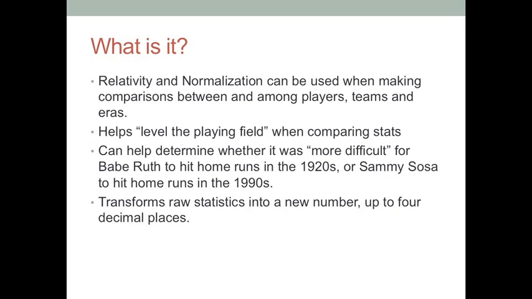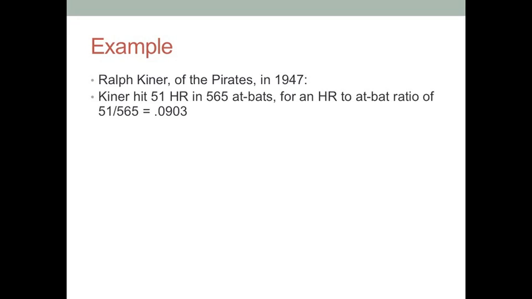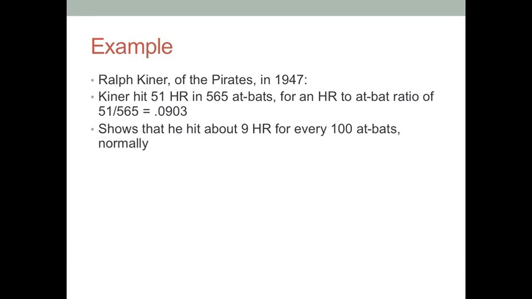It transforms raw statistics into a new number, and we take it out up to 4 decimal places. For example, we're going to look at Ralph Kiner, player with the Pittsburgh Pirates in 1947. That year, he hit 51 home runs in 565 at-bats for a home run to at-bat ratio of 51 over 565 or .0903. That shows that he hit about 9 home runs for every 100 at-bats normally.